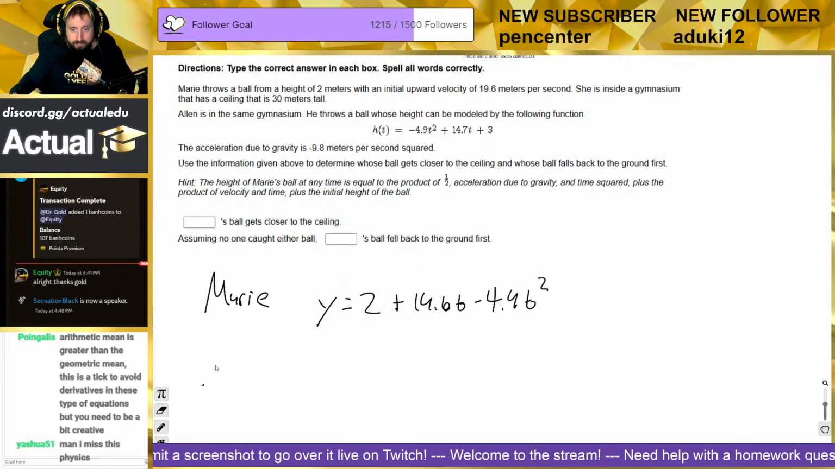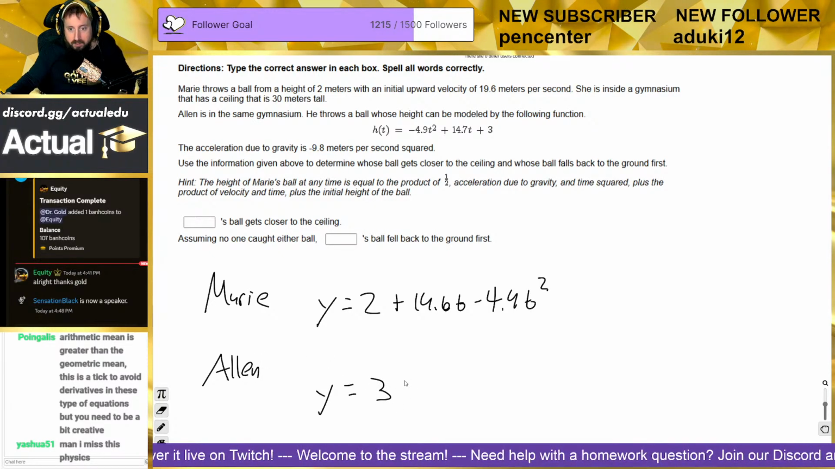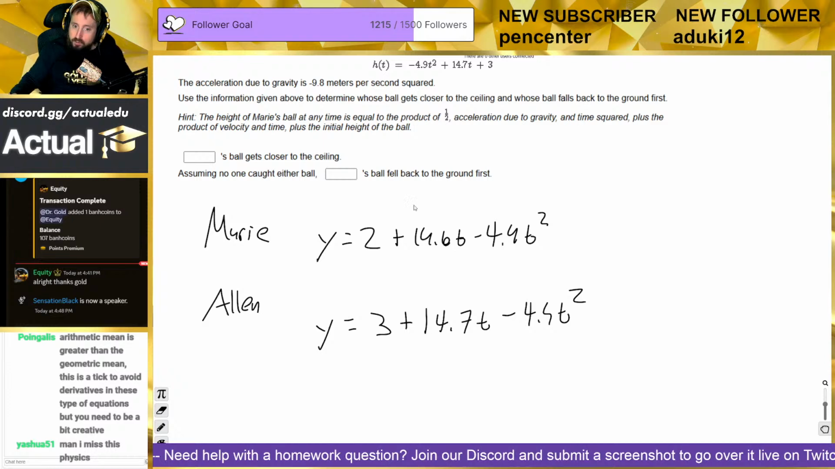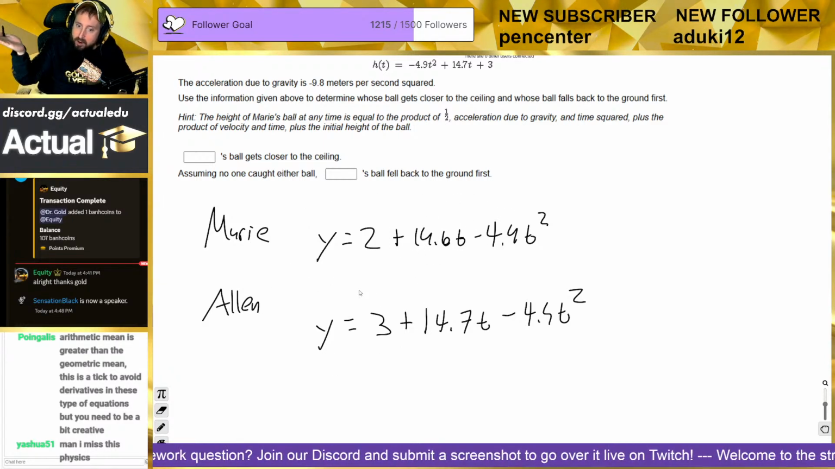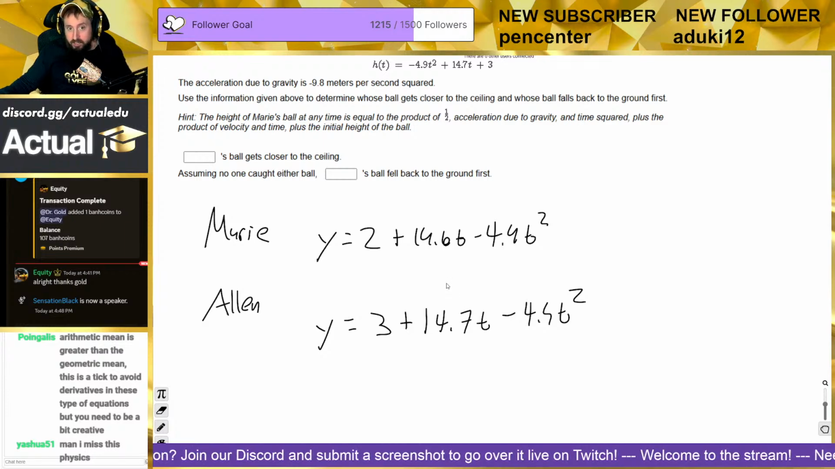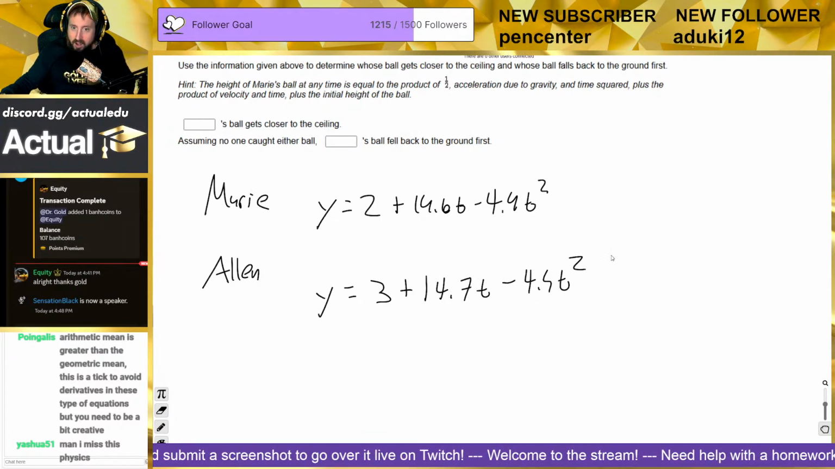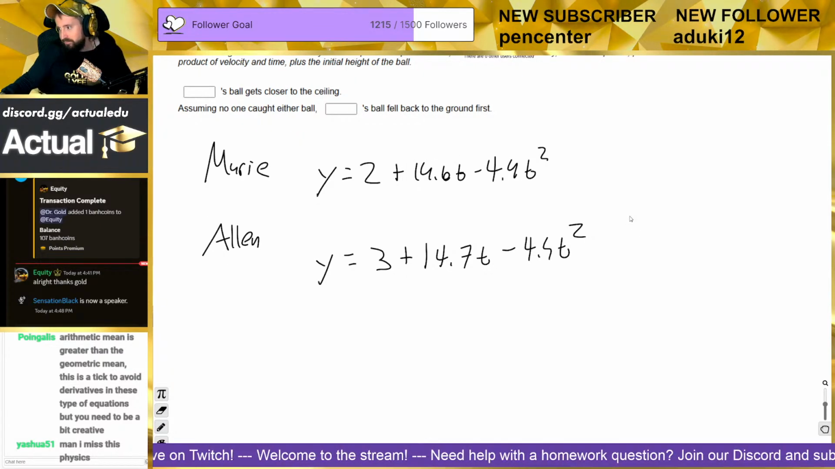And then Alan has his y as equal to 3 plus 14.7t minus 4.9t squared. So it's actually cool. So we can see, Marie starts from lower down, but with a higher initial velocity. Alan starts from higher up, but with less of an initial velocity. So which one gets closer to the ceiling? You could plot these two and try to figure out where the vertex is.